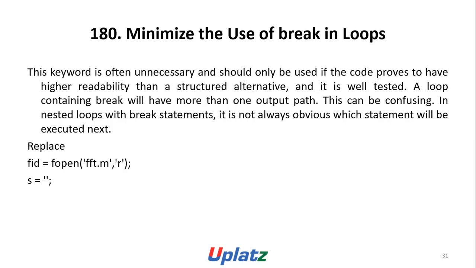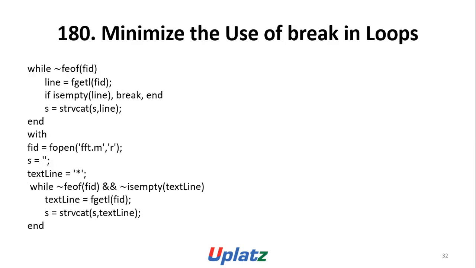Next, replace fid equals fopen of file dot m, read, with s equal to blank. Minimize the use of break in loops: while not, if feof fid, or fid is empty, then break; s equals structure events s comma line; with fid equals fopen, text line equals blank; while not feof fid and then isempty text line, text line equals fgetl fid, s equals strcat s comma text line, end.